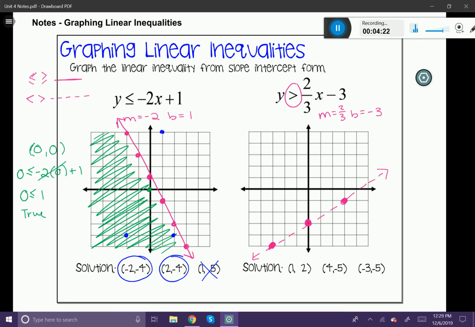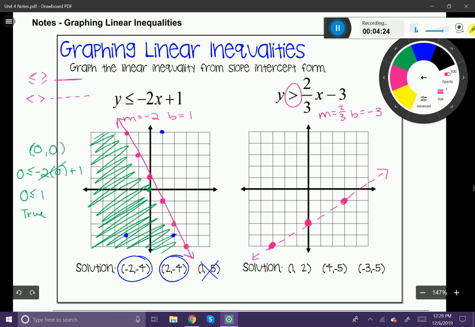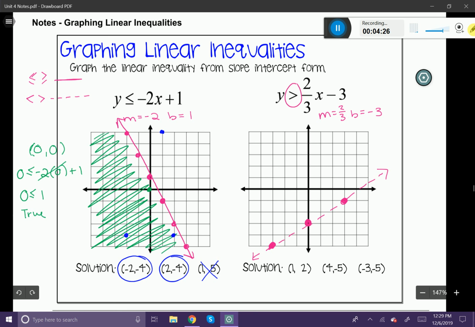Okay, now let's go ahead and test a point. I'm going to test the point (0, 0). So I'm going to write that here, and substitute it into the inequality. 0 is greater than 2/3 times 0 minus 3. So I'm left with 0 is greater than negative 3, which happens to be a true statement as well. So therefore, this point right here is true, and I'm going to shade on that side of the line.